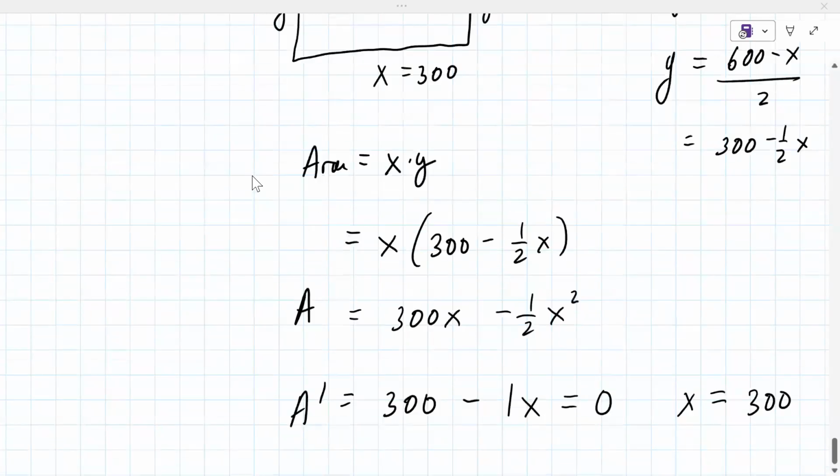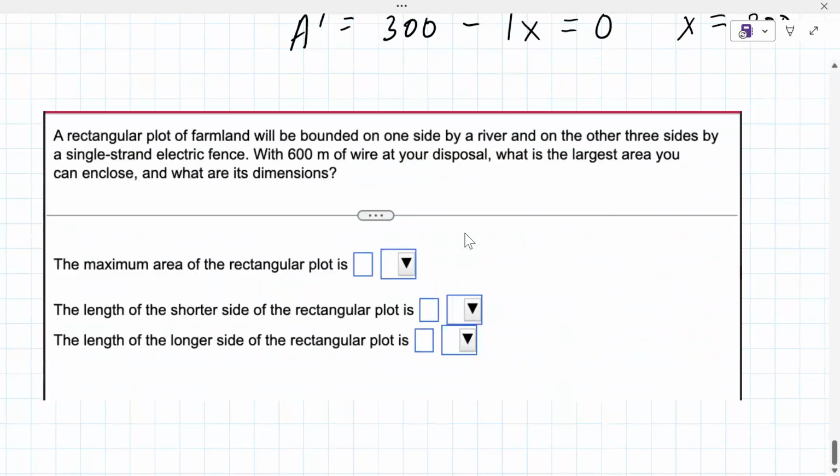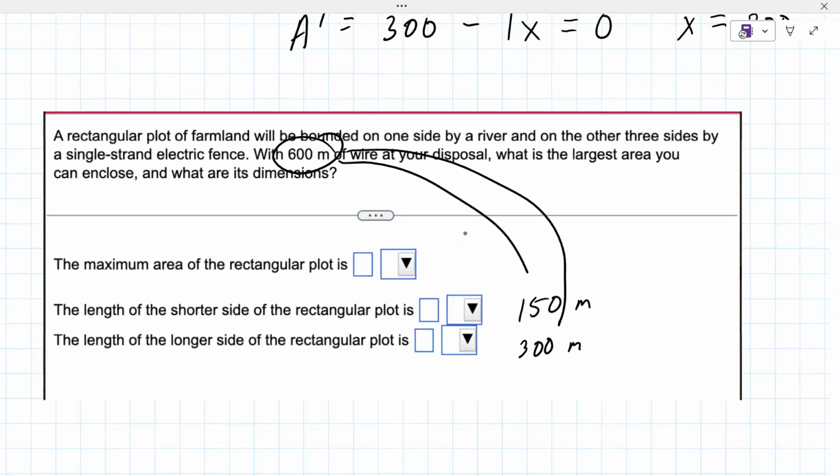That's really nice. It is, and I want you to be able to pass this class. So the shorter side is 150 meters, the longer side is 300 meters. You can remember how these are figured out here. This is for the one with the water. It's not the same as the one we just did. The one we just did is square, it's different.